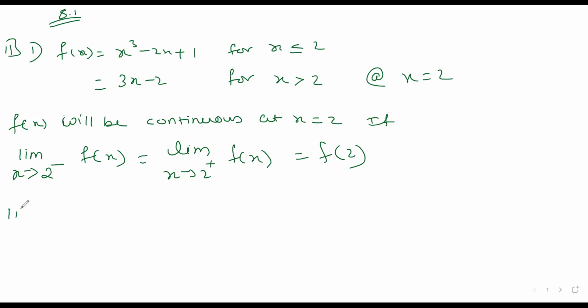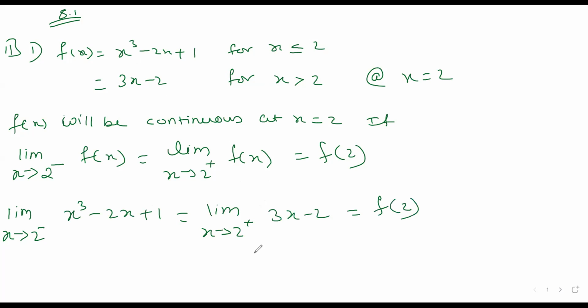Now limit x tends to 2 minus f of x, what does it mean? x should be less than 2. x is less than 2 only in this, so I will use this function. x cube minus 2x plus 1 is equal to limit x tends to 2 plus f of x. Here x is greater than 2. That's a function 3x minus 2. It has to be f of 2.